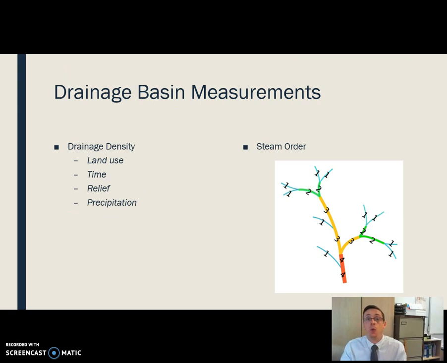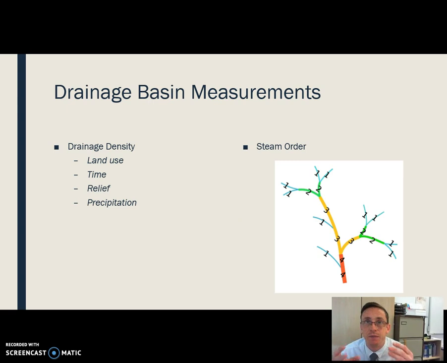Now, when we talk about drainage basins, which is what we've just been referring to now, a drainage basin, simply put, is one river system. We look at two major measurements that we use to discuss drainage basins. We look at drainage density and we look at stream order. Now, drainage density is when we're looking at the total length of rivers in that system divided by the total area of the basin itself.